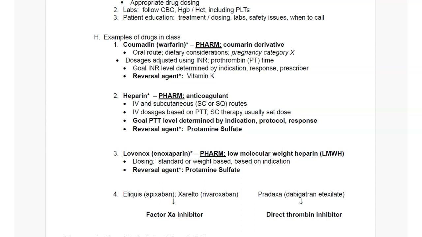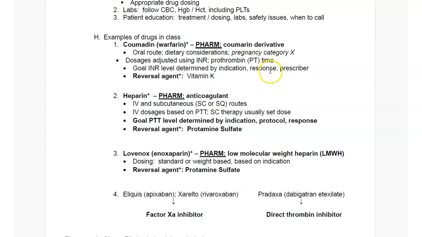And also take note that the dosages of this medication will be adjusted based on their INR level. So this is a blood laboratory result that we monitor when we're giving this medication, as well as PT or prothrombin time. The goal INR level is determined by the indication or the reasons why we're giving it, the patient's response, and sometimes the prescriber. That can vary, but usually we have to follow that and then adjust the medication based on it.